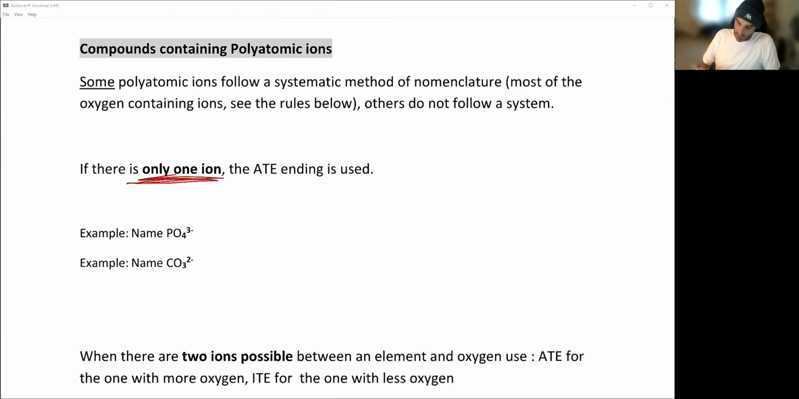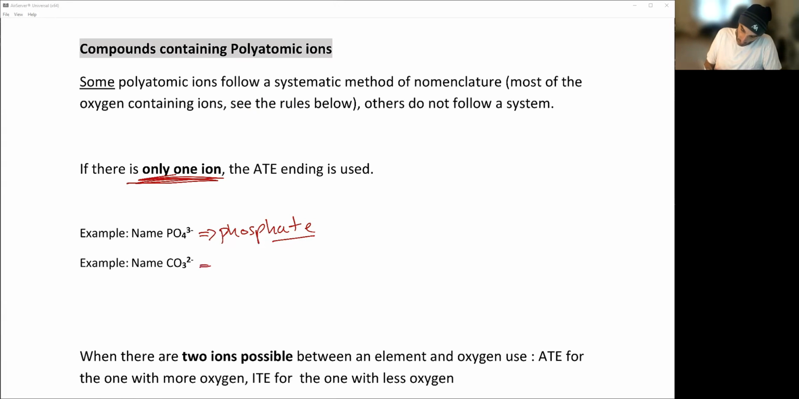As an example, PO4 3-, that's the only polyatomic containing oxygen, or oxoanion, that contains phosphorus. So this one is called phosphate. Again, there's the ATE ending. CO3 2- is the only carbon containing oxoanion or polyatomic.